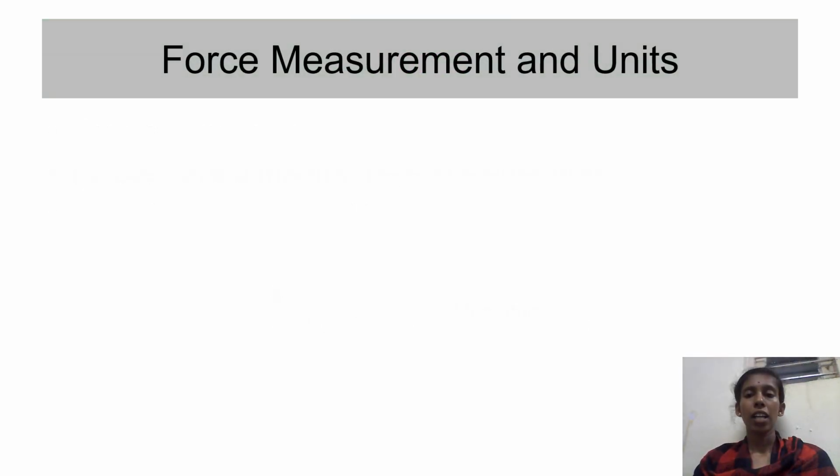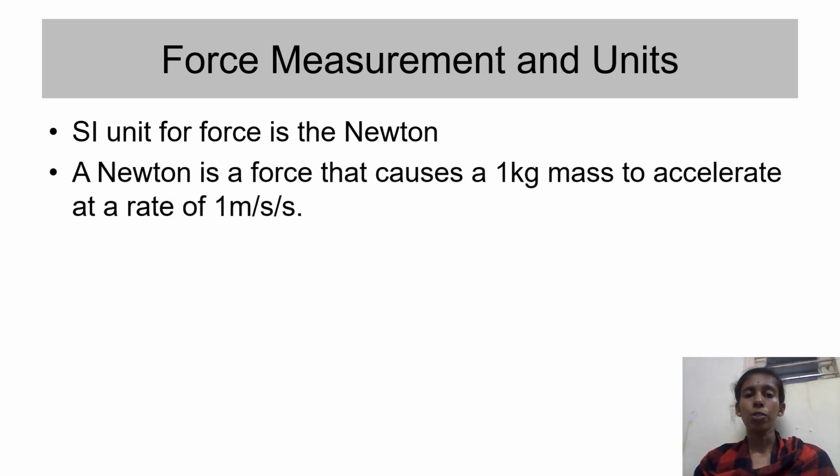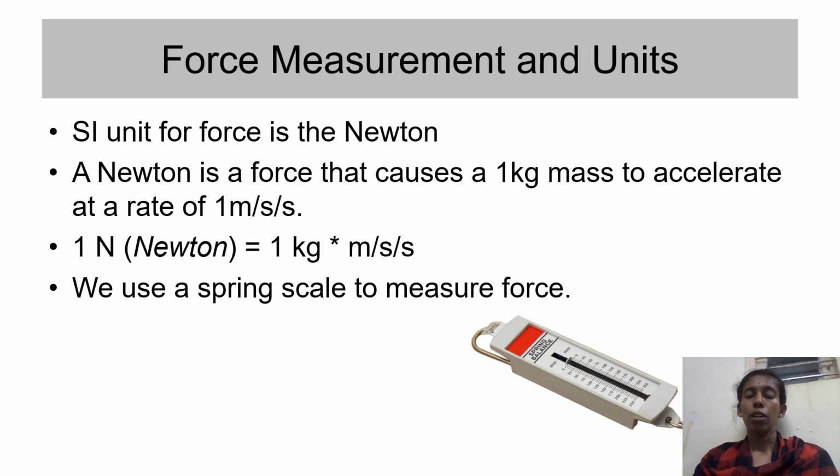Force measurements and units. The SI unit of force is the Newton. A Newton is a force that causes a 1 kg mass to accelerate at a rate of 1 meter per second squared. 1 Newton is equal to 1 kg meter per second squared. We use a spring scale to measure force. This is the structure of a spring scale.